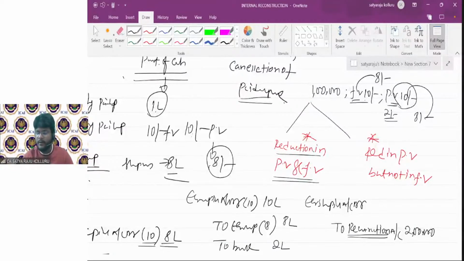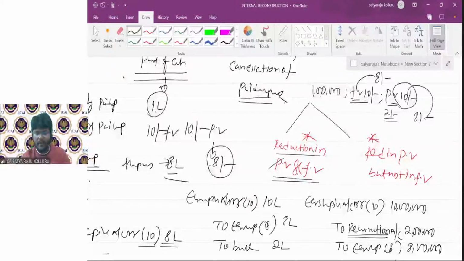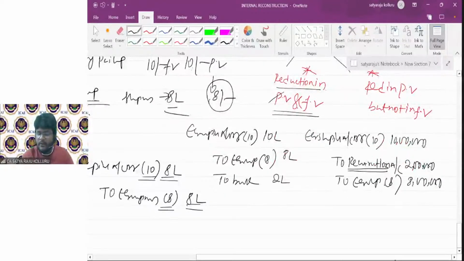Just a moment. First, I will cancel the entire existing equity share capital, 1 lakh into 10, which is 10 lakhs. Now the new equity share capital is 8 rupees, 8 into 1 lakh, which is 8 lakhs. Now there is a reduction in paid up value as well as face value. Am I right? Now what happens? I will tell you here. So 10 rupees paid up value as well as face value converted into 8 rupees paid up value as well as 8 rupees face value.